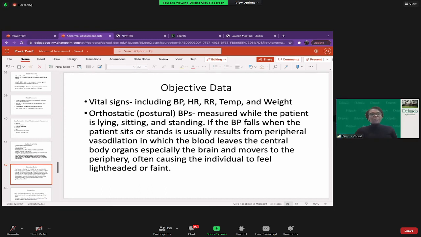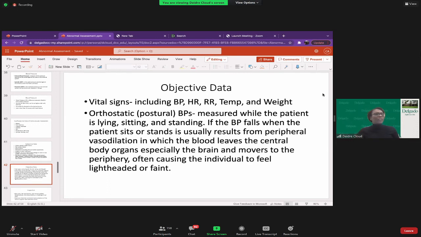Yeah, so if a patient comes in and says they feel faint or dizzy, they're probably going to get some orthostatic vital signs. It results from peripheral vasodilation, and the blood leaves your central body organs and moves to the periphery. And that's why they feel faint and dizzy. And it could be because they're in shock and they're losing a lot of blood. They could be hypovolemic because they're vomiting or having diarrhea and they're losing a lot of fluids, right?